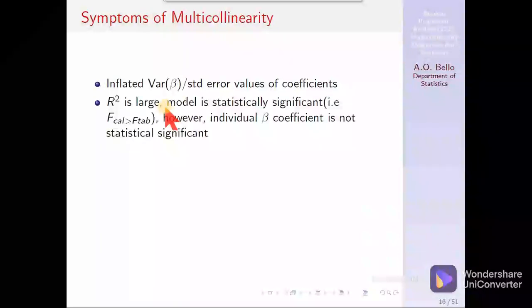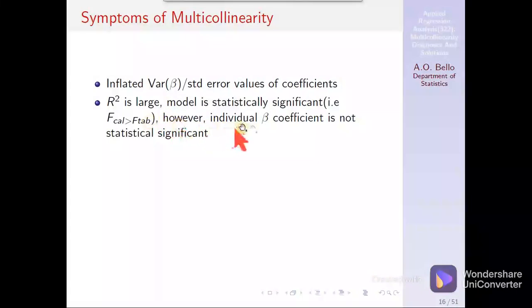When you have an R squared that is large, and your model generally is statistically significant, that means in your F and your ANOVA table, your F calculated is greater than your F tab, and that means your entire model is statistically significant. However, your individual betas under your T calculated or T tab, some of them are not statistically significant. It's a problem. You can see when you are having a model almost able to describe 99% of the data, and some of the coefficients of the variables in the model are not significant. It's a kind of contradiction. So when you have such a case, it is a symptom that there's a problem of multicollinearity.